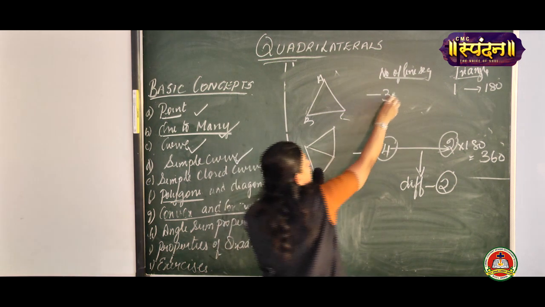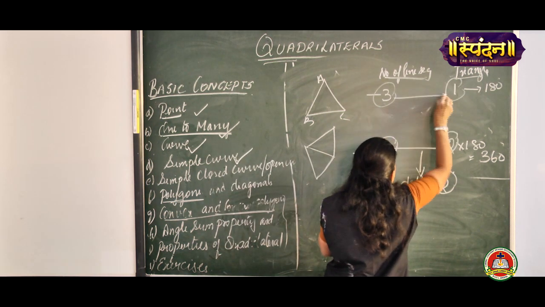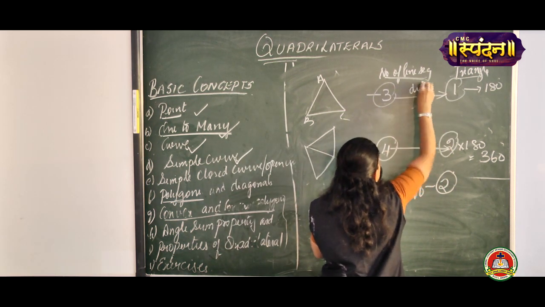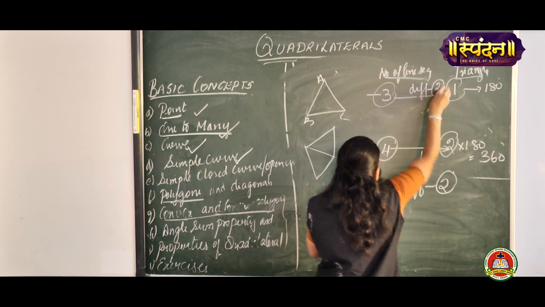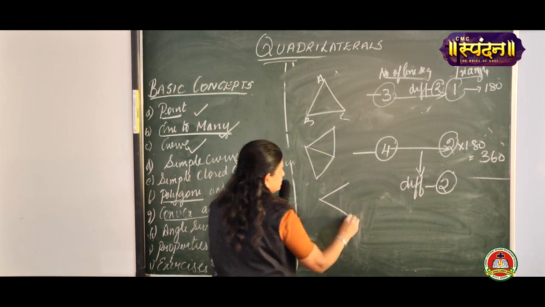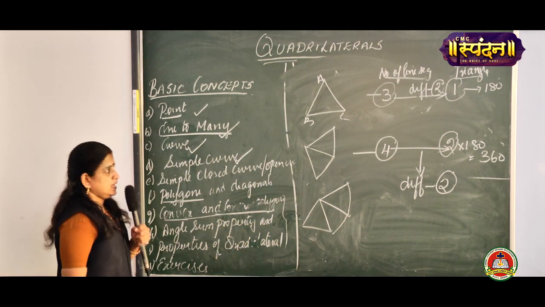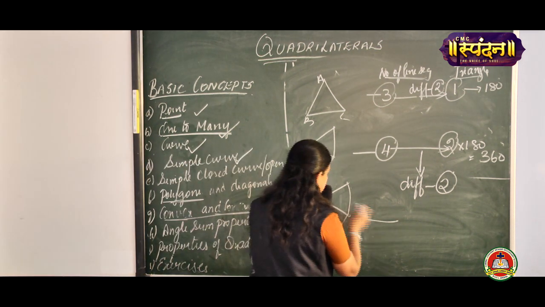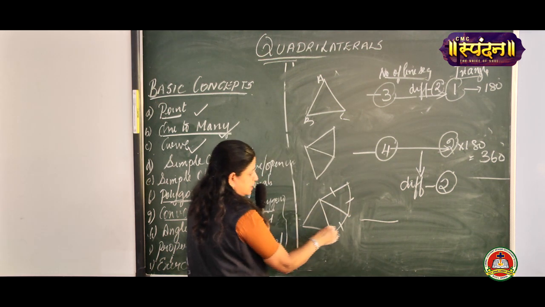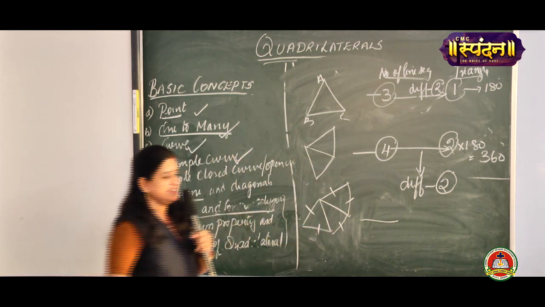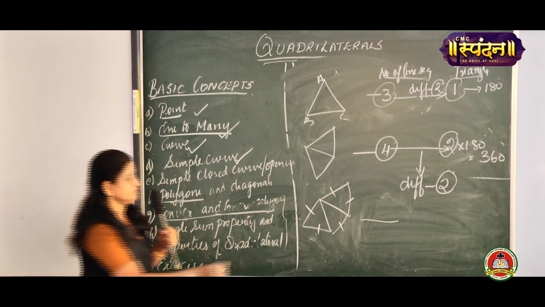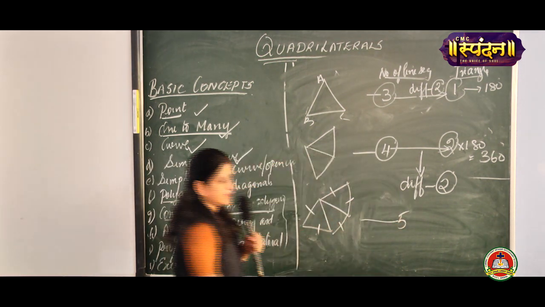If you are having 3 line segments, you are having 1 triangle. Again, the difference is 2. Suppose I make a pentagon. How many sides are there in a pentagon? 1, 2, 3, 4, 5. There are 5 sides in a pentagon. So, 5 line segments are there in a pentagon.